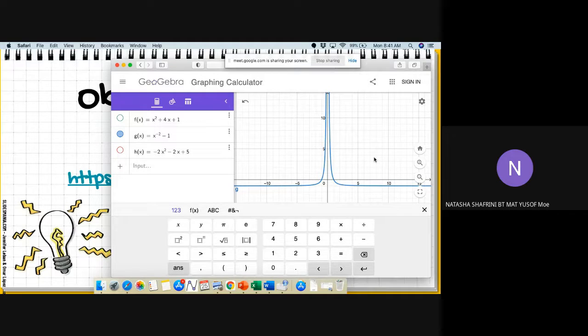Yang ni ada cikgu Syuhaida sebut ni approach 0 lah, approach 4 lah. Nampak tak? Graf tu semakin menyentuh daripada kiri, dia semakin mendekati x equal 0. Daripada kanan, dia approach x equal 0 juga. So, dia menghampiri kiri dan kanan. Okay, tapi dia takkan intersect x equal 0. Dia tidak akan memintas x equal 0.